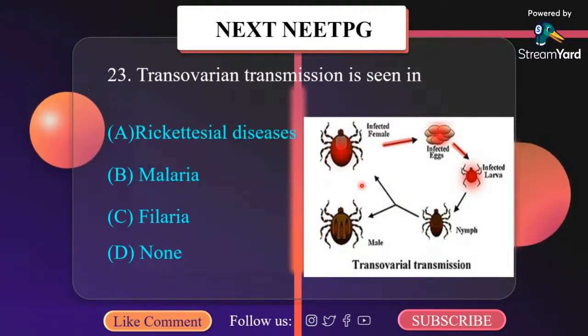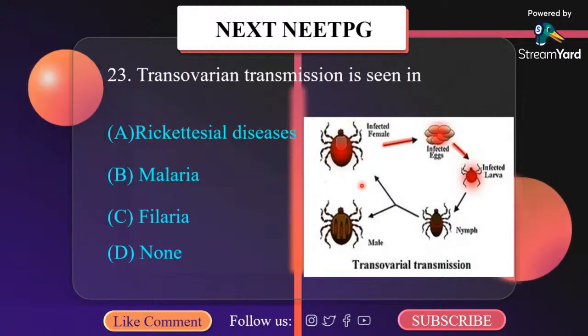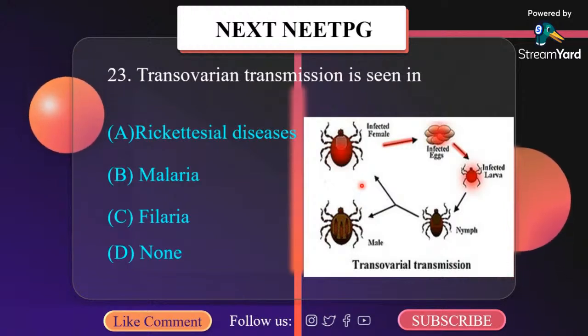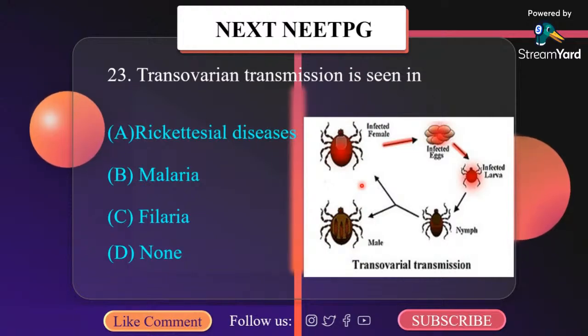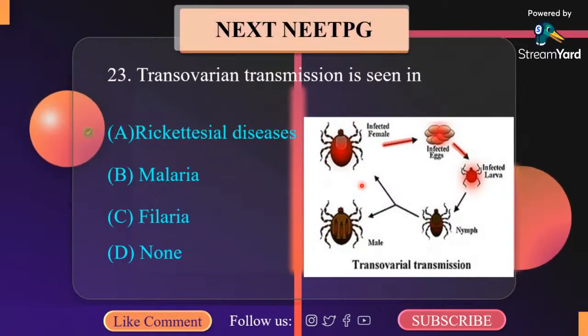Trans-ovarian transmission is seen in: A. Rickettsial disease, B. Malaria, C. Filaria, D. None. It is rickettsial disease. Trans-ovarian transmission is seen in rickettsial diseases: scrub typhus, rickettsialpox, Rocky Mountain spotted fever, etc.